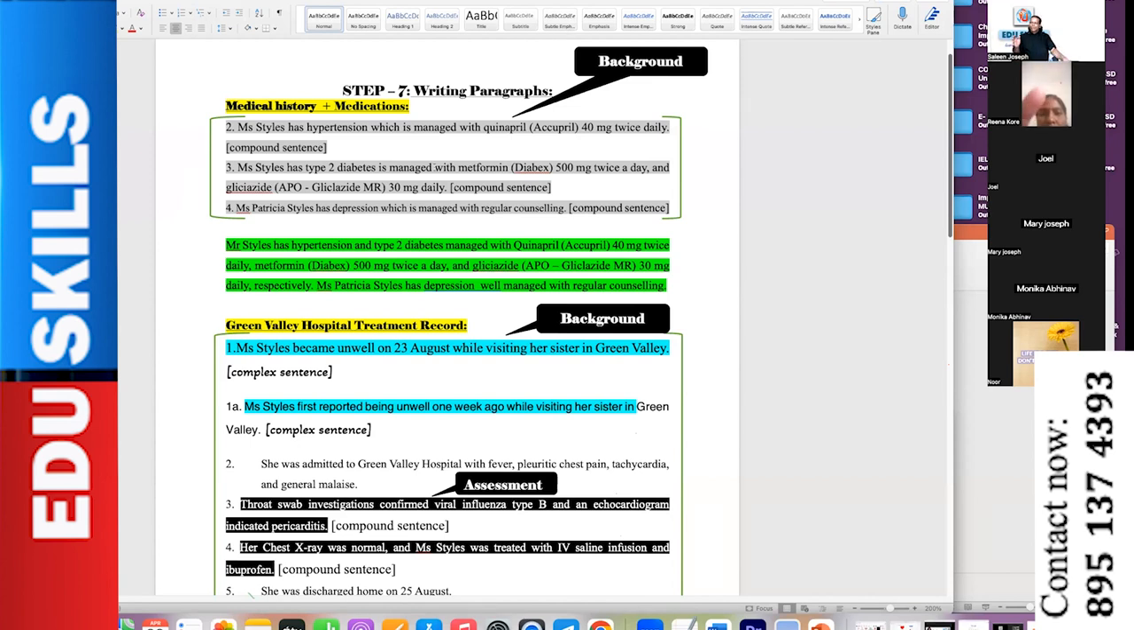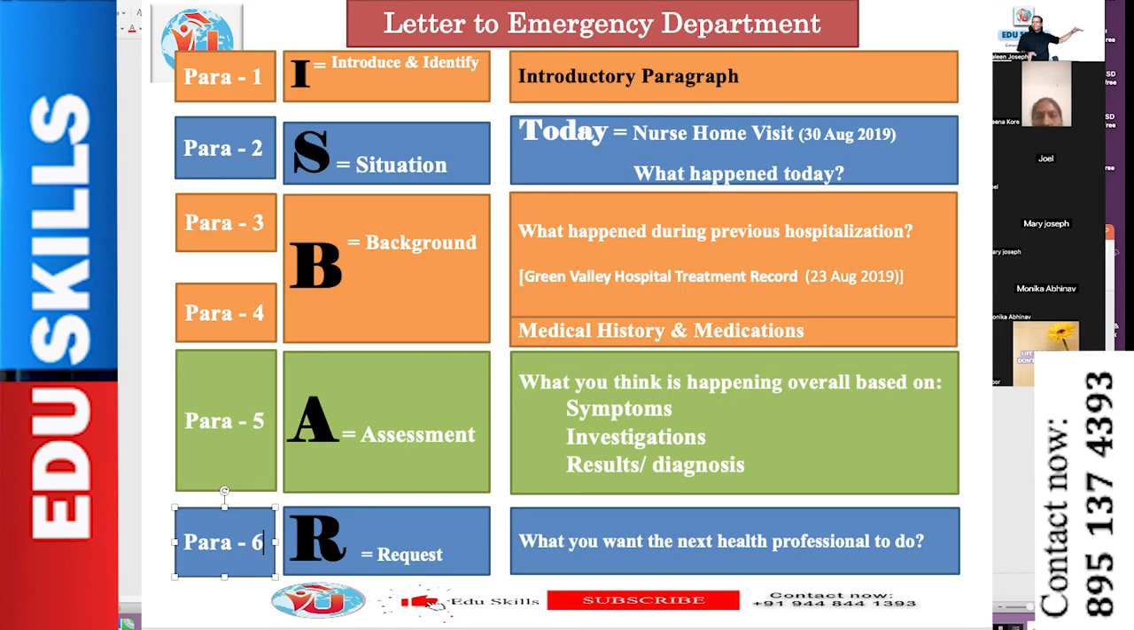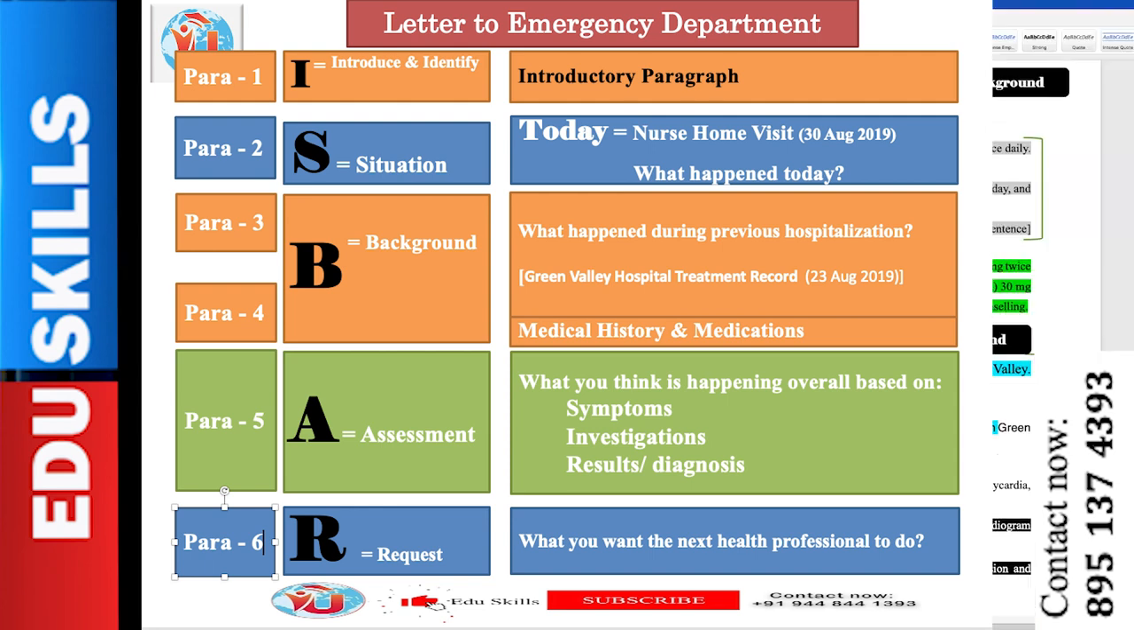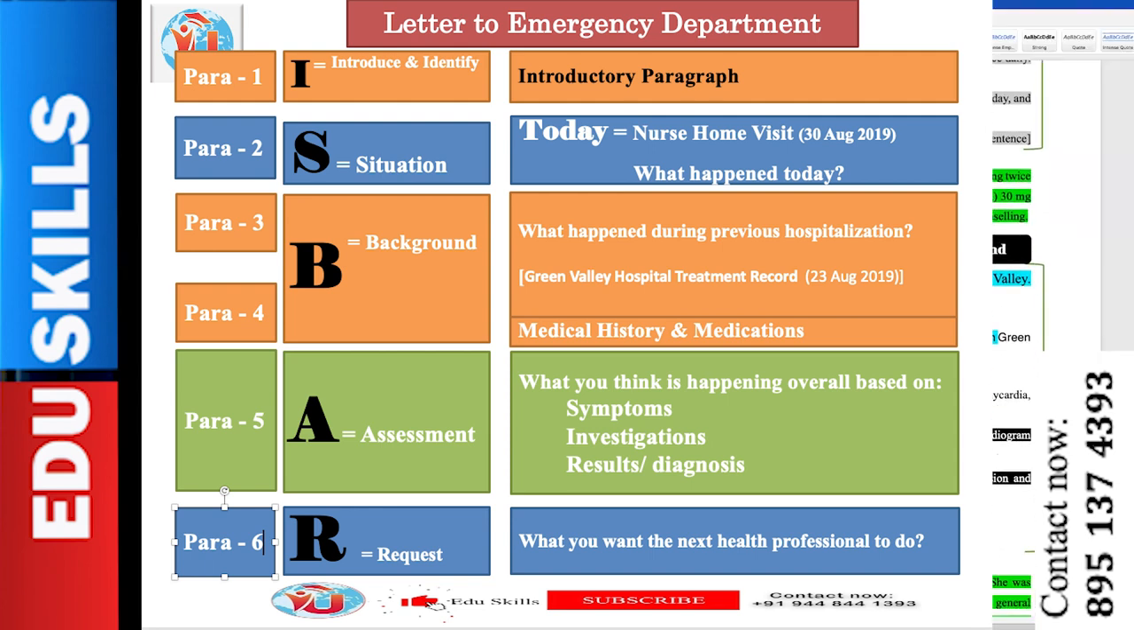In the order of the case note, soon after patient details, identify and introduce, you have medical history and medications, which has to come in the last. See, when you have a letter to the emergency department, you have to start from the end, okay? Home visit today, that is the first. Then what happened during the previous hospitalization? Treatment record, that is the second paragraph, or the third paragraph if you include the introductory paragraph. Then medical history and medications, fourth paragraph.